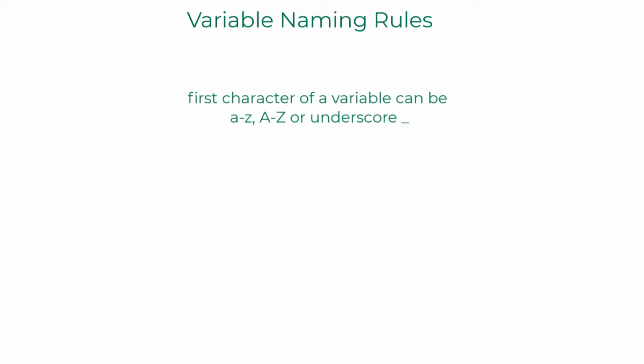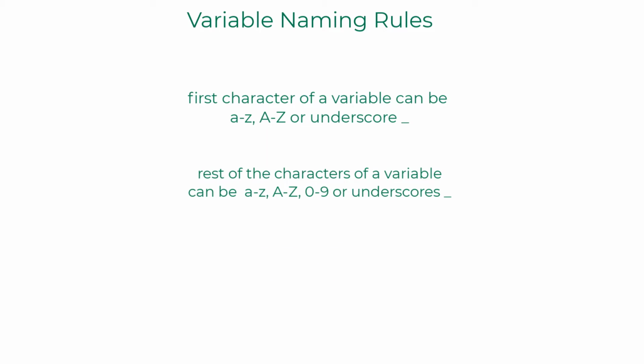The first character must be one of the letters A through Z, or capital A through capital Z, or an underscore. Yeah, a variable name can start with an underscore in Python. After that, you can have the standard alphabet, lowercase or uppercase. You can have multiple underscores or even numbers. Uppercase and lowercase characters are distinct. Okay, so this variable is not the same as that variable.